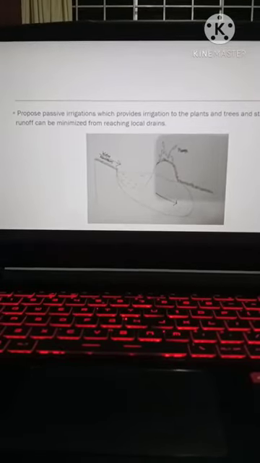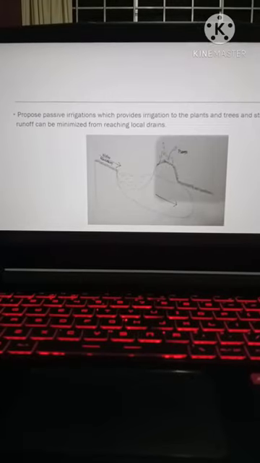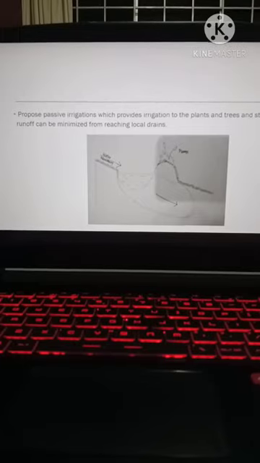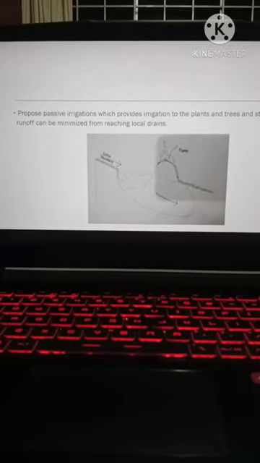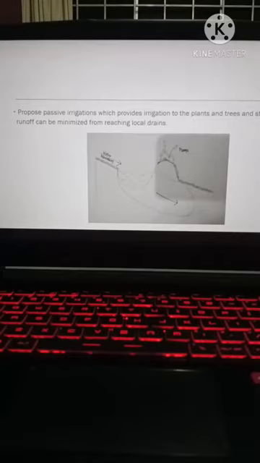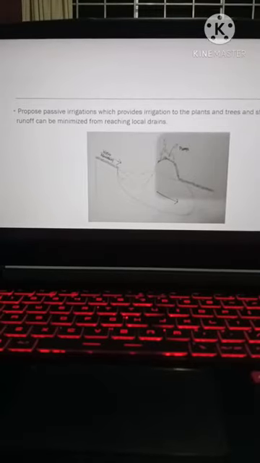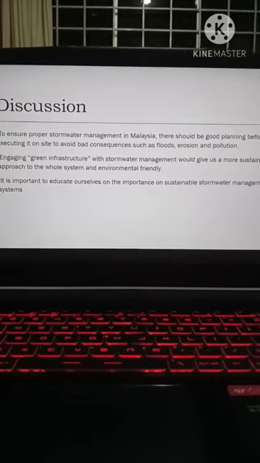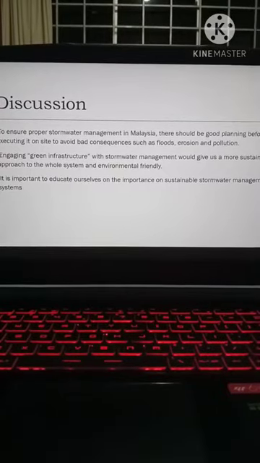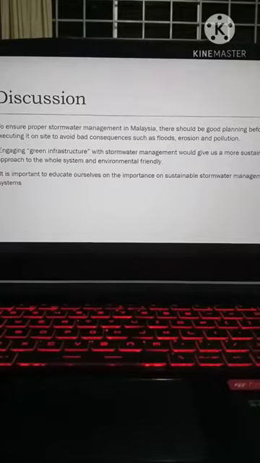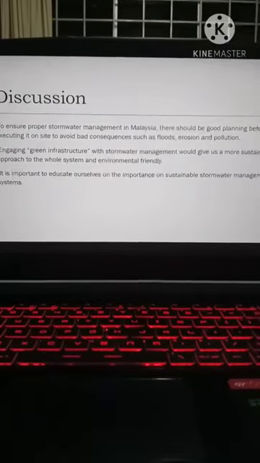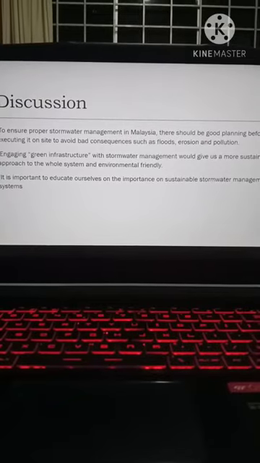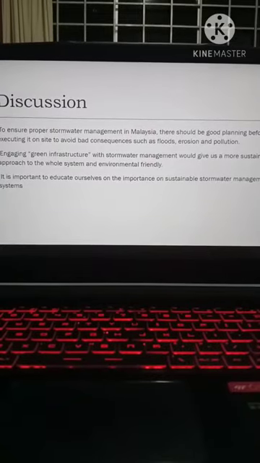In this process, it is also said that stormwater, which is polluted, could be filtrated, and the movement of the runoff can be minimized from reaching the local drains. So here's some discussion that we can have based on this topic. To ensure proper stormwater management in Malaysia, there should be good planning before executing it on site to avoid bad consequences such as flood, erosion, and pollution.